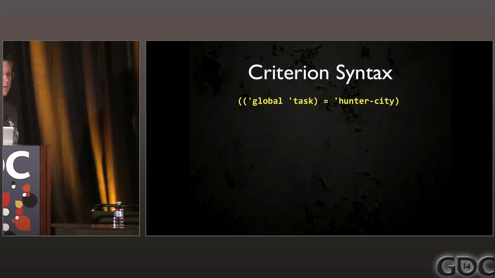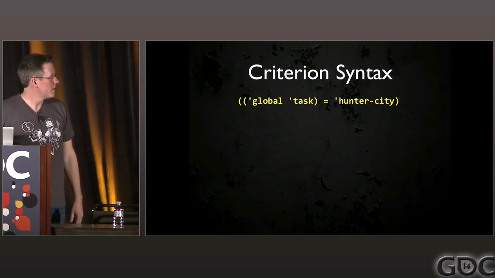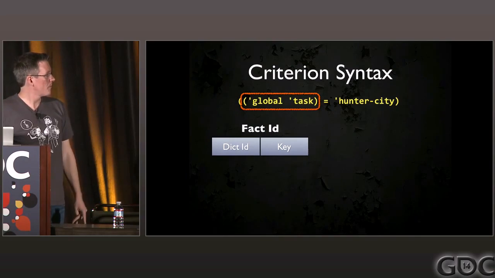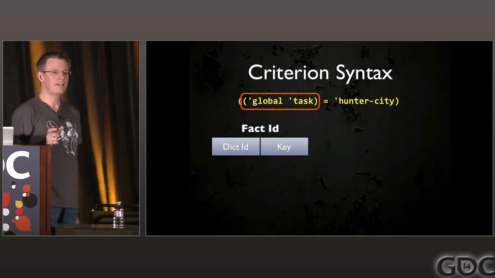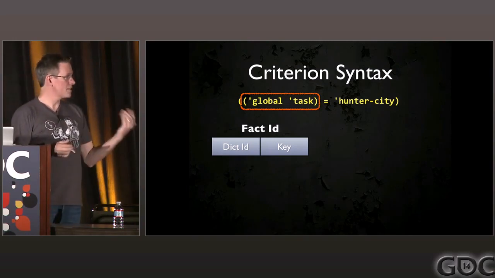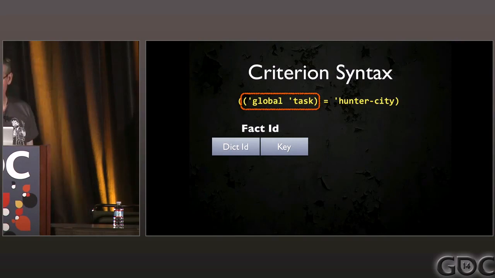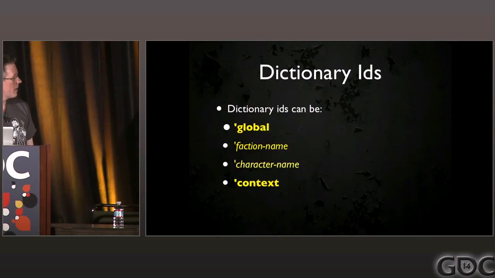I should mention one other thing, just a minor point about syntax, just to make these examples make a bit more sense. Here you can see that we're actually specifying the fact ID not as a single string ID, but actually as a pair. This is the dictionary ID and the key. That's necessary so we know which dictionary we're looking in when we're picking out a fact. And there's our operator and the value we're comparing against.